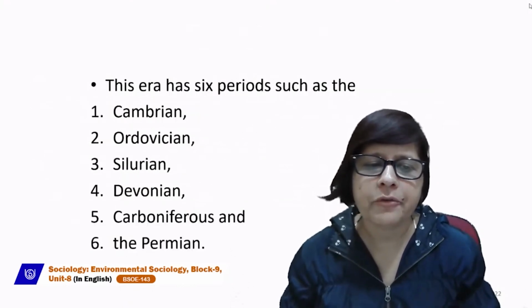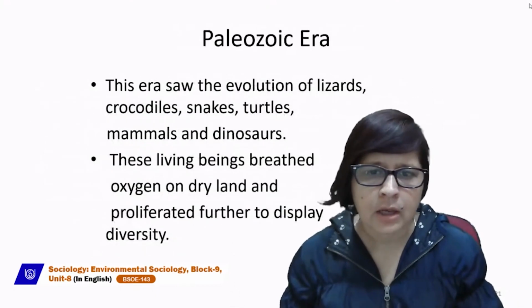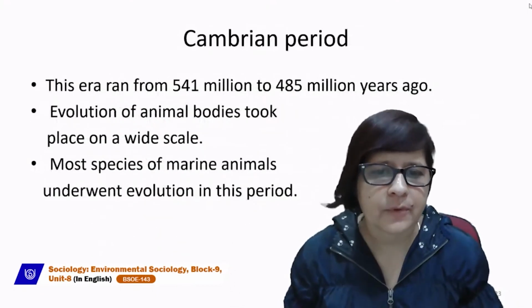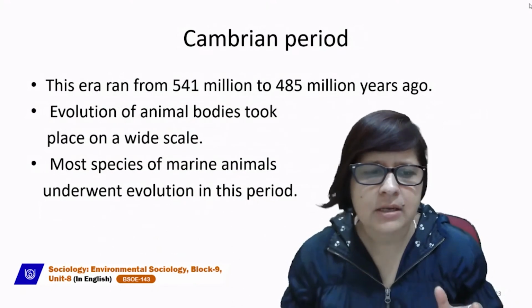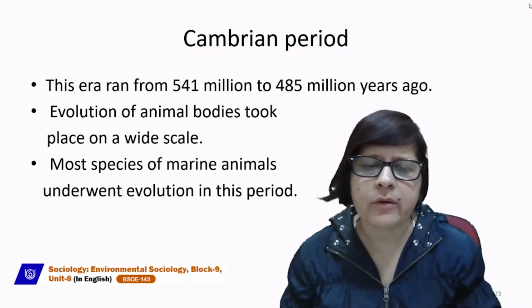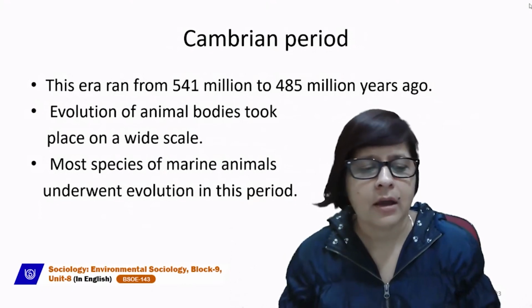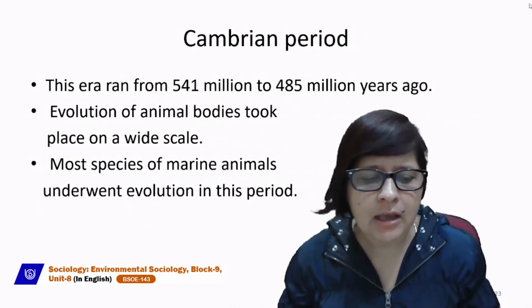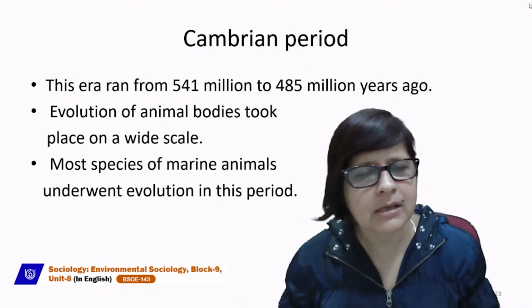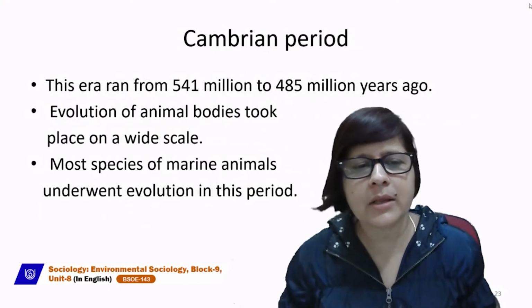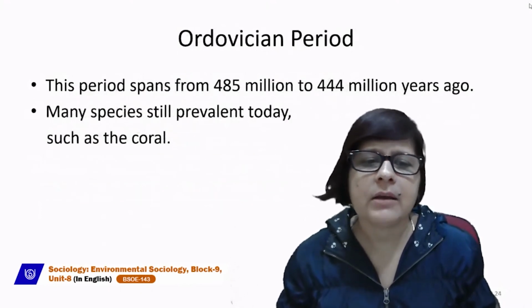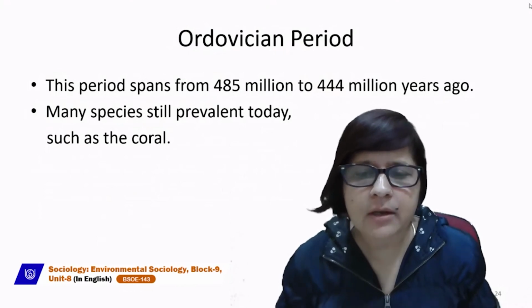The Cambrian period of the Paleozoic era started from 541 to 485 million years ago, and species like the marine animals underwent evolution during this period.